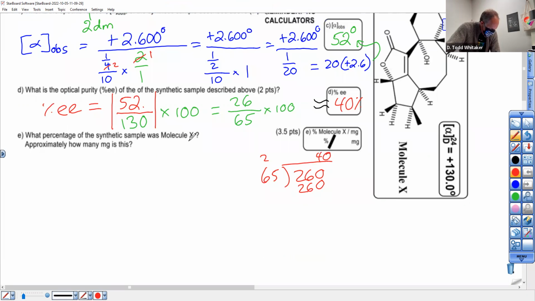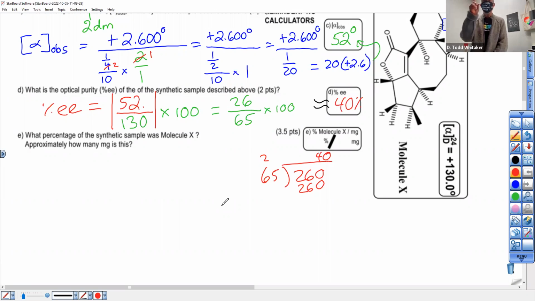What percentage of the sample was molecule X? Okay, here's the deal, everybody. It's got 40% more of one isomer than the other. That's what 40% EE means. Don't invent your own. It means 40% more of the major isomer than the minor. That is the only interpretation of that.